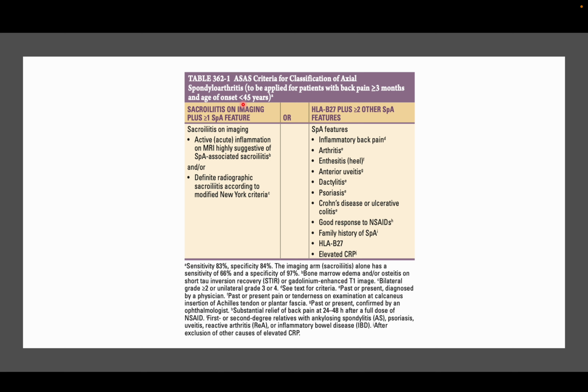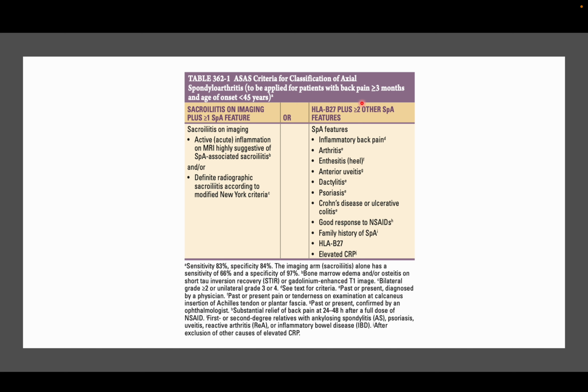If the patient has sacroiliitis on imaging, that is, any active inflammation on MRI highly suggestive of SPA, or definitive X-ray imaging suggestive of SPA, along with one feature present, such as inflammatory back pain, arthritis, enthesitis, uveitis, dactylitis, psoriasis, Crohn's disease, ulcerative colitis, or HLA-B27, any one of them is present, that is called axial spondyloarthritis.